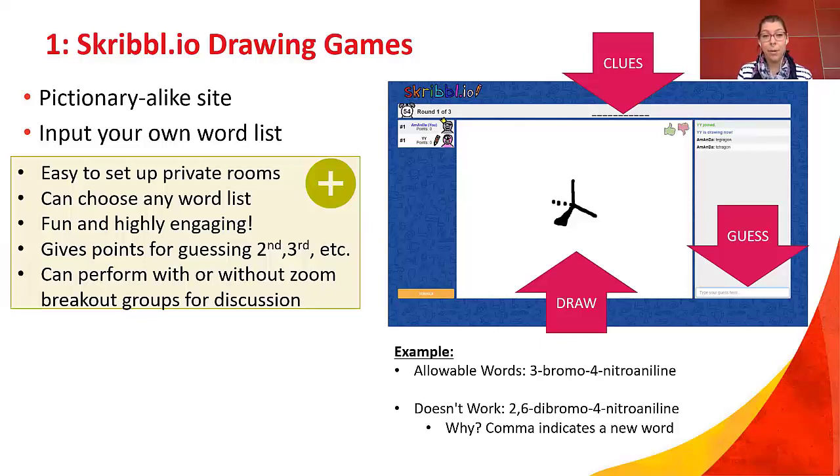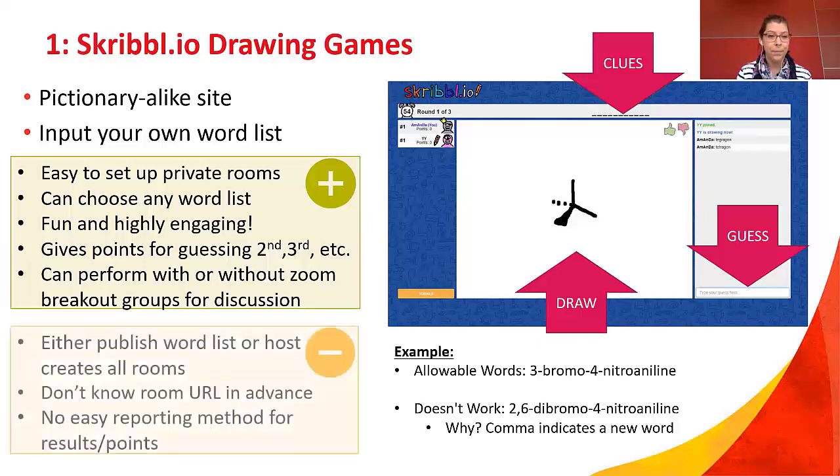Another bonus is you can perform this without Zoom. So if you want Zoom, they can be chatting together while they play. You can also do it completely without, and they can still see all their responses and chat in the sidebar. I'd say a couple of the downfalls of the program is that you either have to publish the word list and share it with your students ahead of time, or you have to host and create all the rooms yourself, which is the method we ended up choosing. How many people can be in a room at once? Great question. There can be 12 in a room at once.